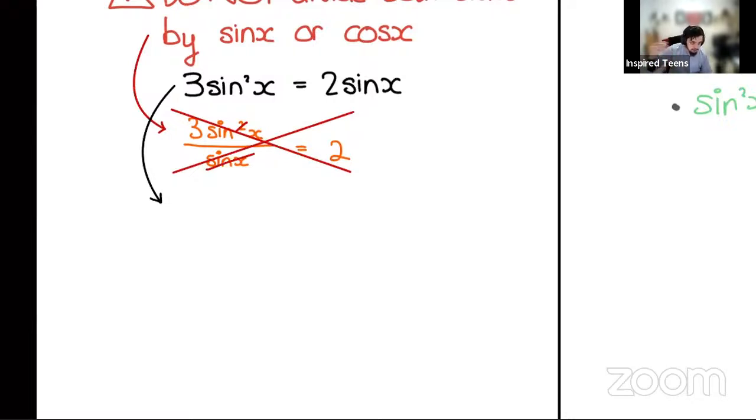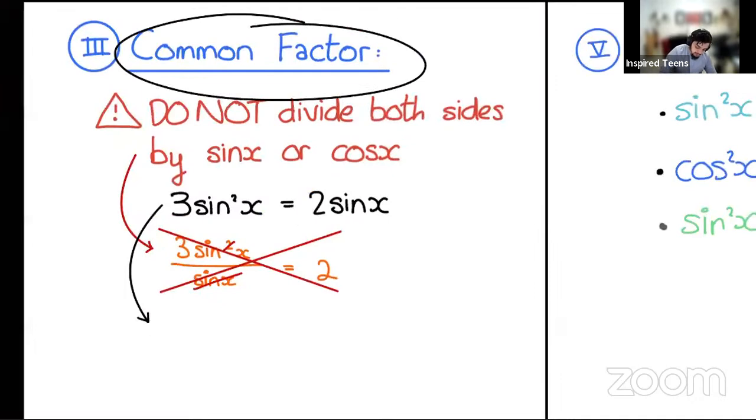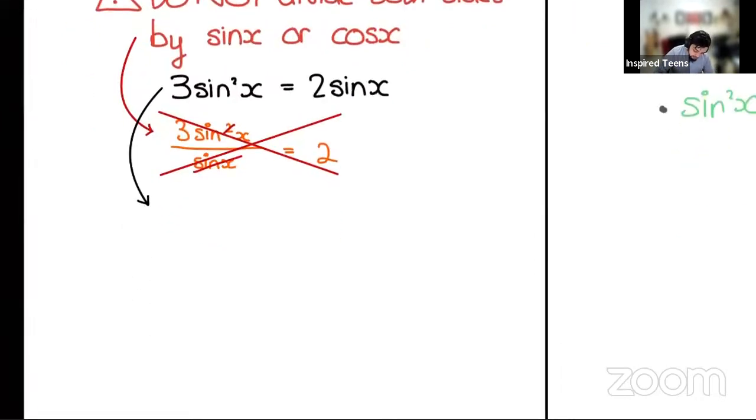When you have the urge to cancel, when your brain is telling you, hey, I can take this over and I can cancel, always remember this: common factor, your lovely friend, common factor. Take everything over to one side and take a common factor. So long as you can cancel, you'll be able to take a common factor. So don't cancel, take a common factor.